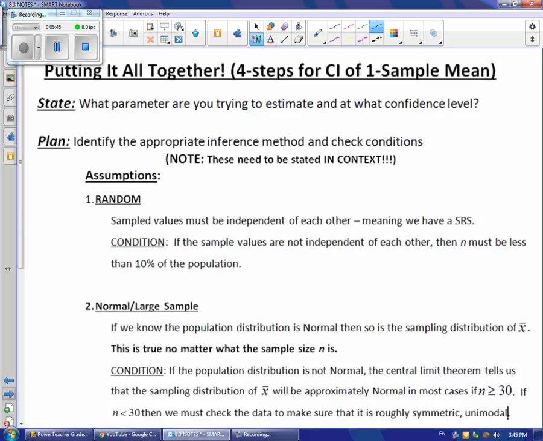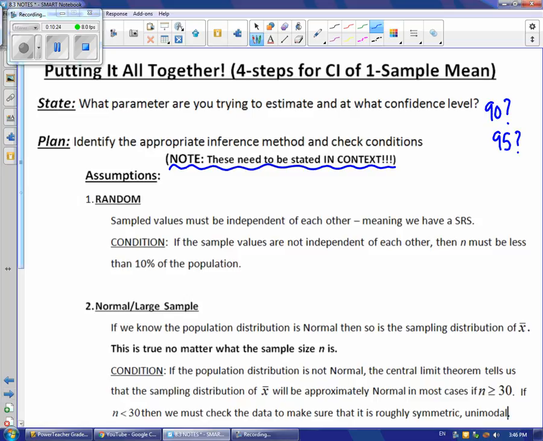Okay, so putting it all together in our state, plan, do, conclude four-step process. When you're doing a confidence interval for one sample mean, state: say the parameter we're trying to estimate. In this case, we're trying to estimate mu. And what confidence level are we estimating? Are we estimating at 90% confident, 95, 99? You have to be clear and say what kind you're estimating. Plan: identify the inference method and check your conditions. Make sure you say these in context. Context is big. It's the difference between E's and P's and 2's and 4's on AP problems.